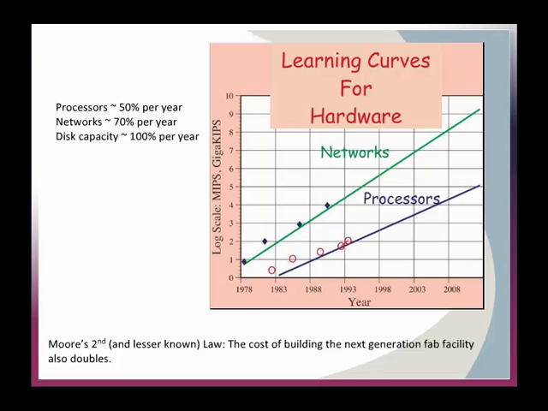Now notice what I said on the bottom there. Moore's second and lesser known law is that the cost of building the next generation fabrication facility also doubles. Now, think about this. In the early days of Intel, the cost of building a fabrication facility was so high that Intel was almost betting the company every time they put out a chip, because if the chip didn't sell, the company was going to go under. Now, that's not true anymore, but it certainly was in the early days. And so think about what bravery it took to actually bet the company every time you modify your chipset. That's what Intel was doing. That's why they're so successful.